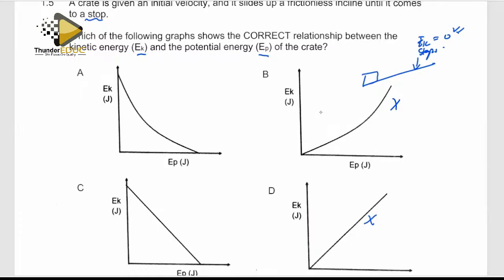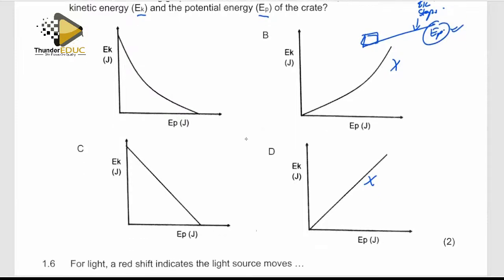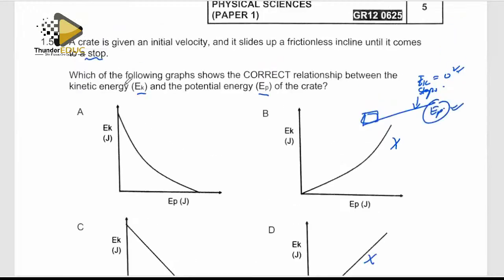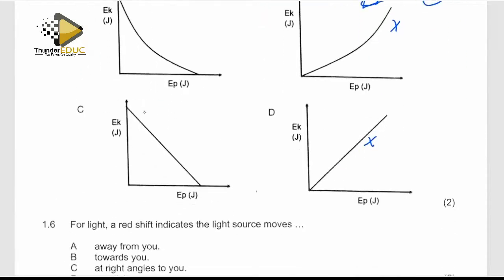Then as this one is a 0, the body will only have what we call the EP max, the maximum potential energy that will be left. But initially, the potential energy was a 0. So when I look at A and C, these seem to be the best options. But is there friction? They are telling us it is frictionless. So if it is frictionless, then I'll choose option C. If there was friction, then option A would make more sense.